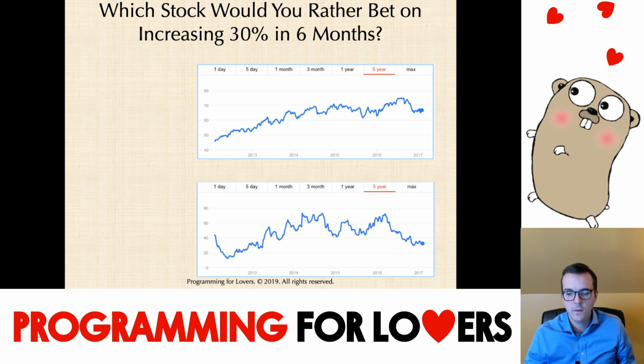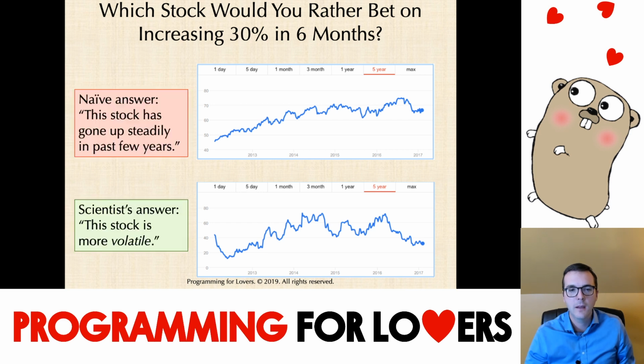And many students will look at the plots and say, that top stock has gone up steadily in the past few years. But I like the scientist's answer that the bottom stock is more volatile. Especially because if I'm betting on a stock increasing 30% in 6 months, and I know that a stock in the past has not been very volatile, volatility is what I need in order for this bet to pay off. So a more volatile stock will typically be more lucrative in that circumstance.